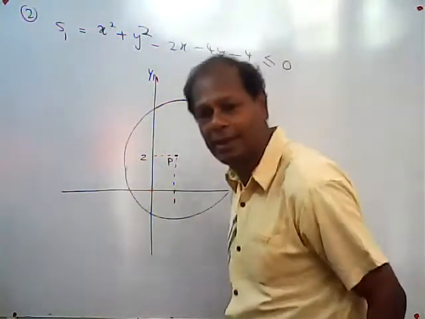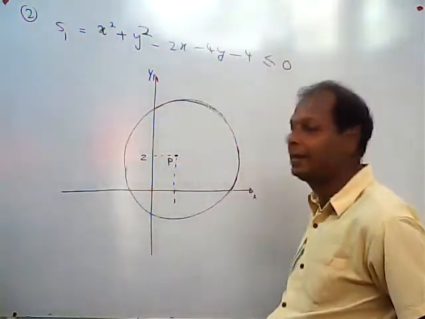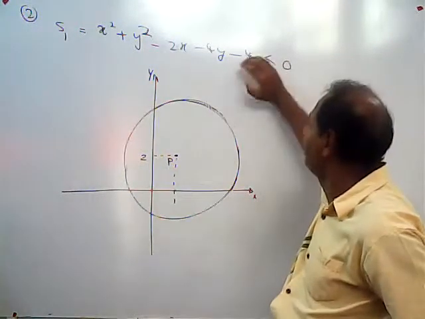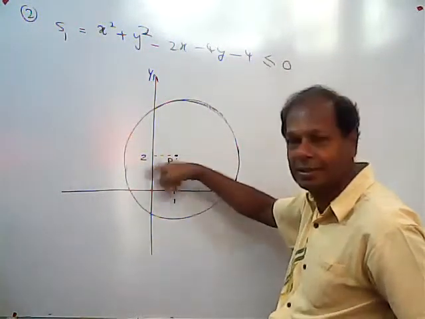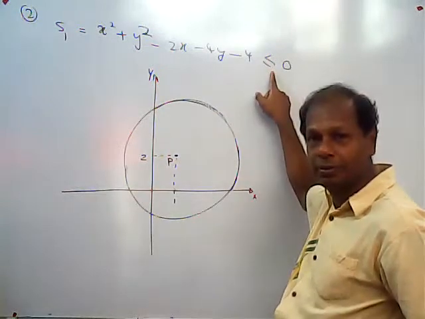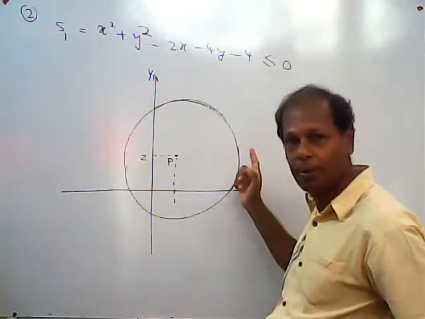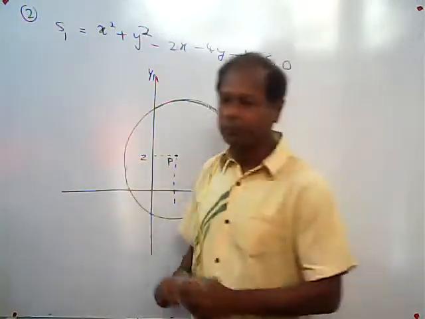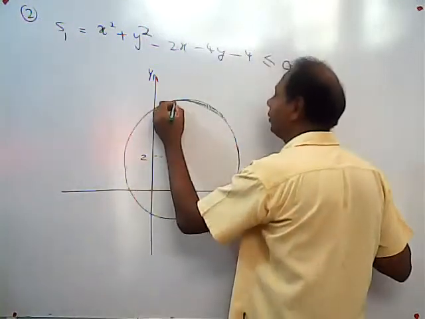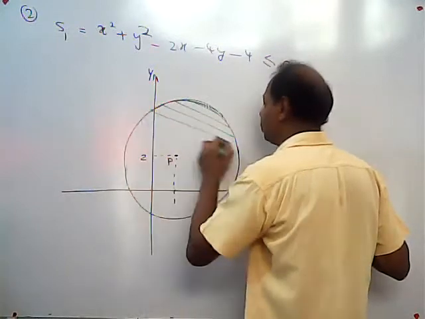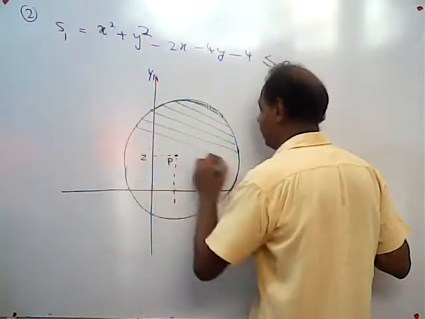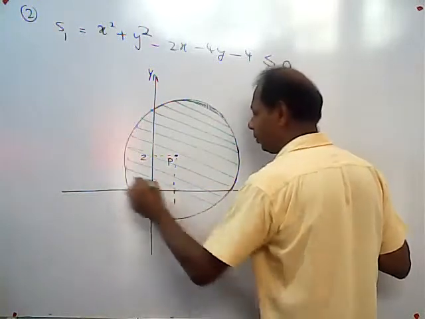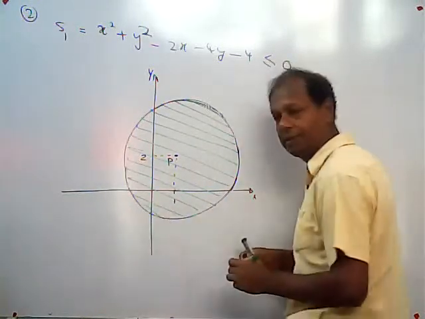So the area satisfying this relationship. The less than 0 means all the points inside the circle, and equal to 0 means including the boundary, right? So this is the area. This is the region you are asked to show in the Cartesian plane, and that's the answer.